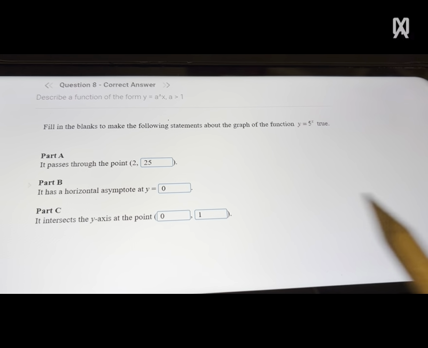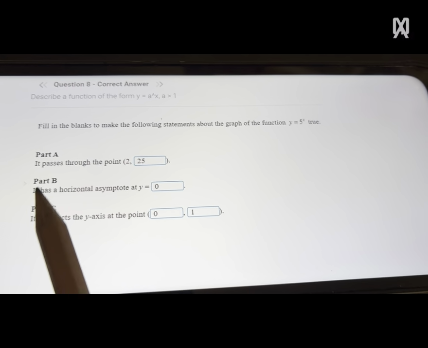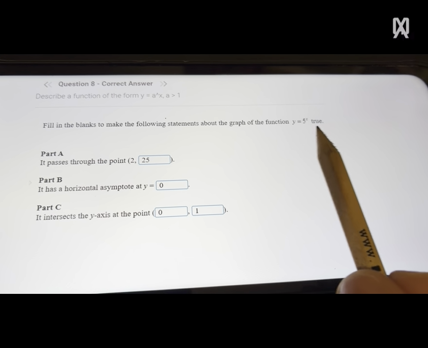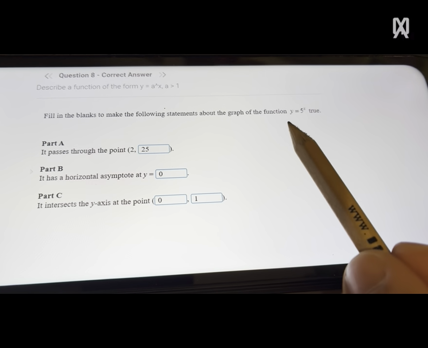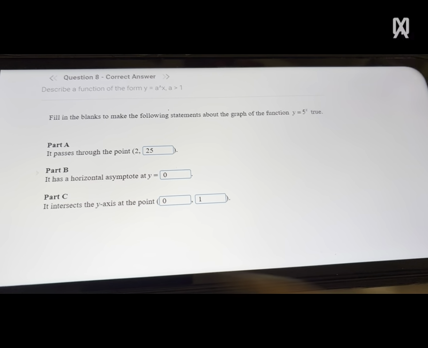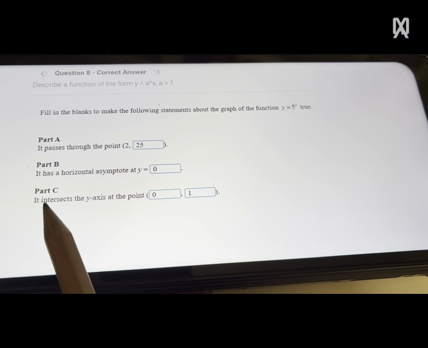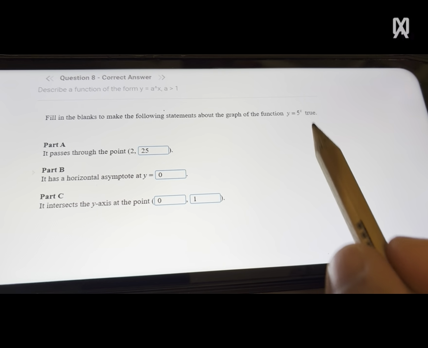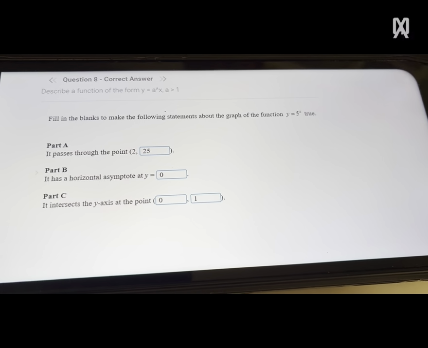Question 8, fill in the blanks to make the following correct. Y is equal to 5 to the power of x. It passes through the point 2, so when x is 2, the y is equal to 25, so 2 and 25. The horizontal asymptote is y is equal to 0. I didn't shift it up or down, it's just y equal to 0 or the x-axis. It intersects the y-axis, meaning when x is 0, the y is equal to 1, so 0 and 1.